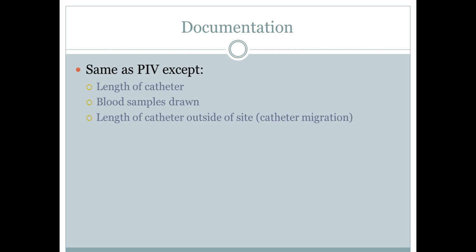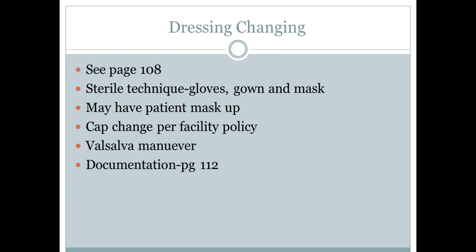We're also going to be documenting the length of catheter outside the site. Your facility policy may not have that, but this is also a great way to measure if that tubing has migrated. So take literally the tubing that is outside the body from the site of insertion and measure it, and then document exactly what you're measuring and what the result was. That would be a good thing to also monitor, such as you're doing with the other cares. I want you to refer now to page 108 regarding dressing changes.